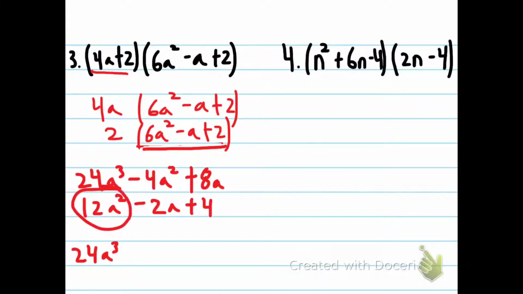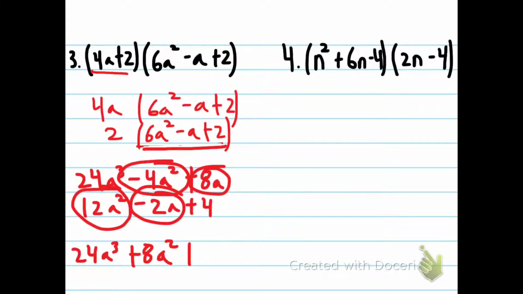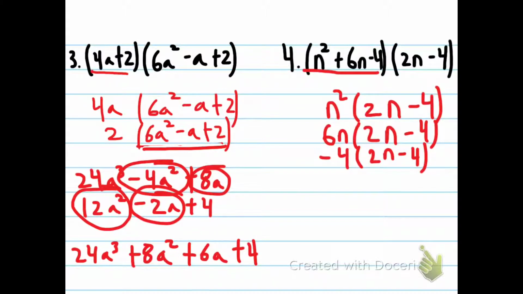Then these two combine, and we get 8a squared. Then these combine, and we get 6a plus 4. So here's another way you can write it. You can write the binomial 3 times and then multiply it by the trinomial.